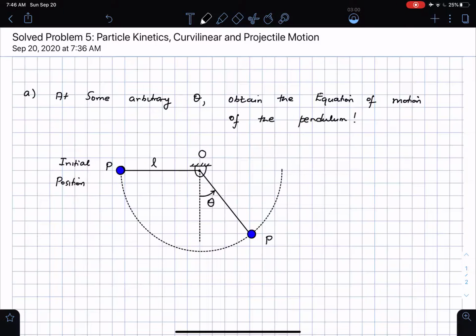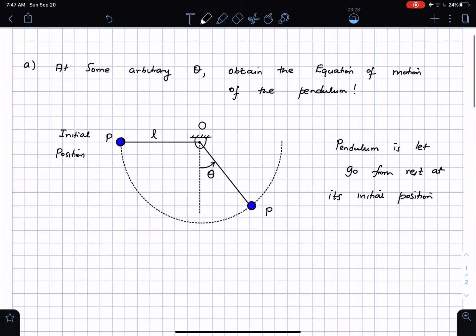This is something that we have done in the past, so we don't have any issues in doing this. It's starting from this initial position. It is let go from rest. The pendulum is let go from rest at its initial position. So this is the first part of the problem.